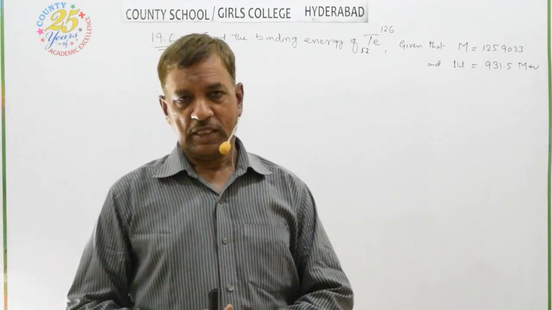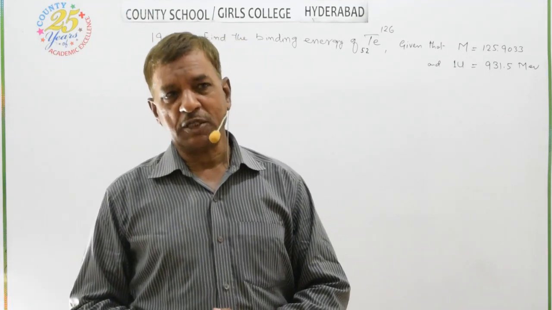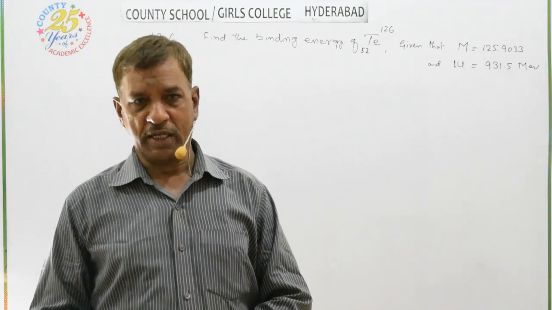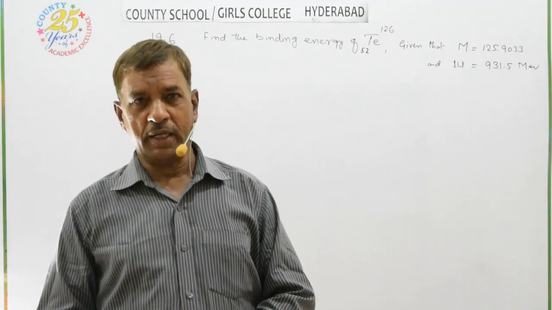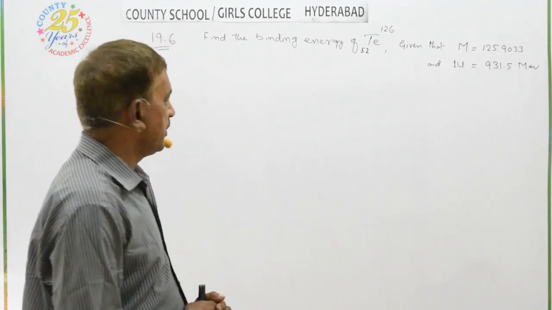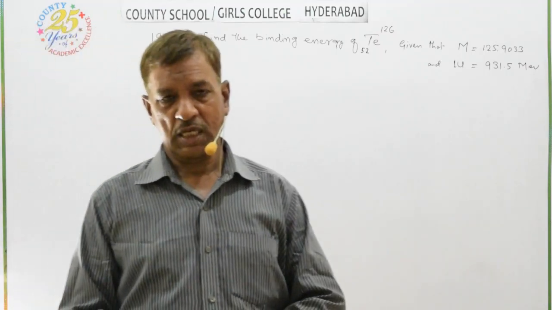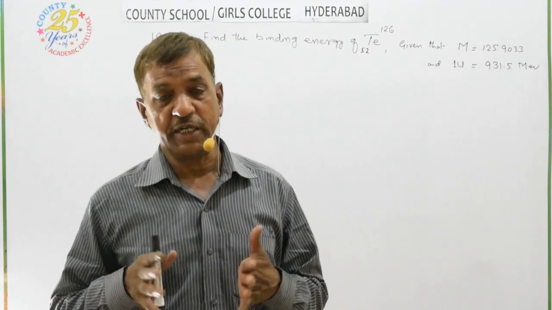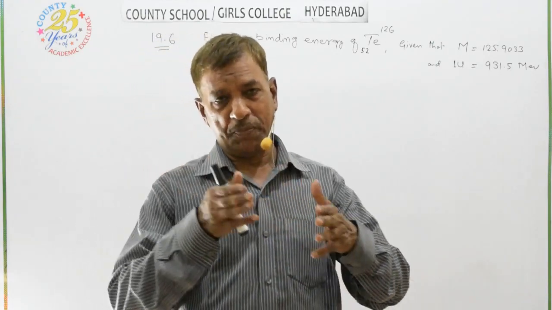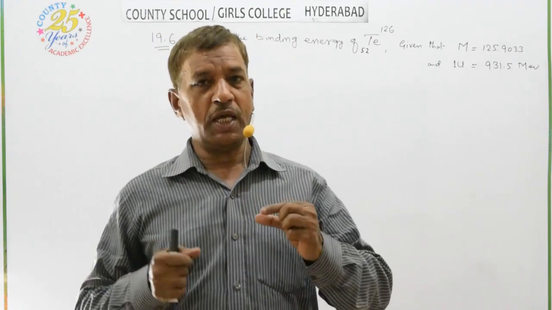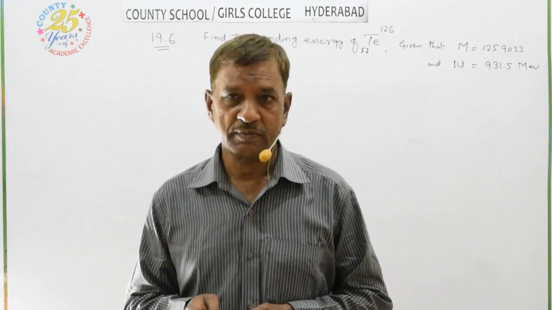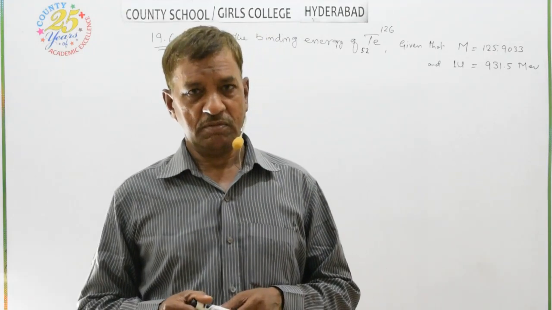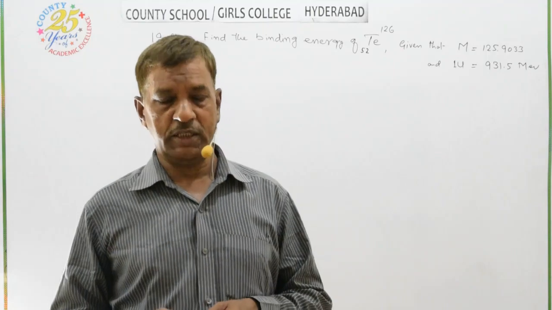Today, again, we will try to solve our remaining numericals 19.6 and 19.7. And these numericals, dear students, are related to the topic which we have completed, that is mass defect and binding energy of an element.